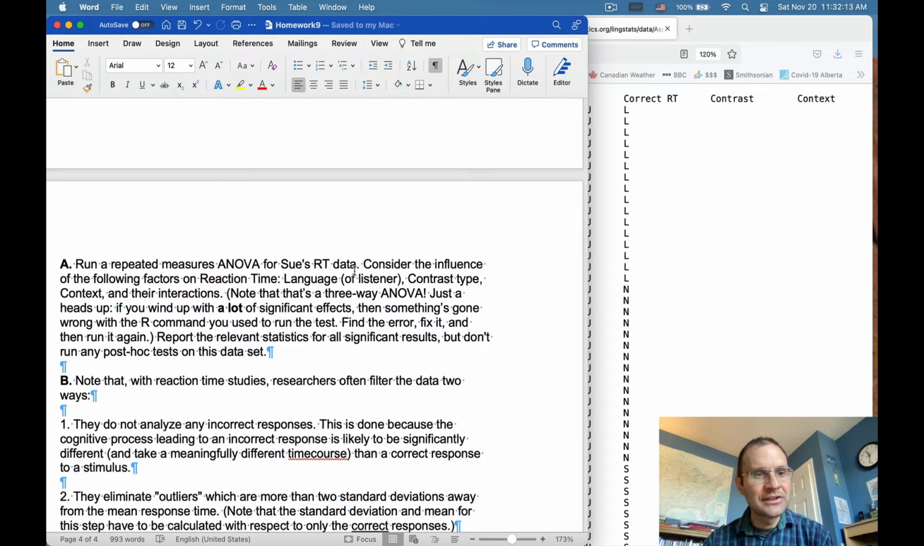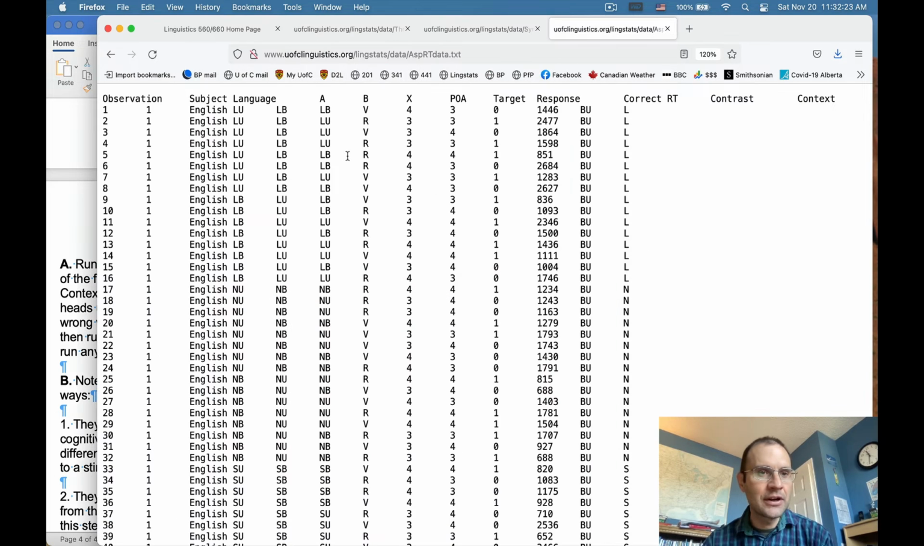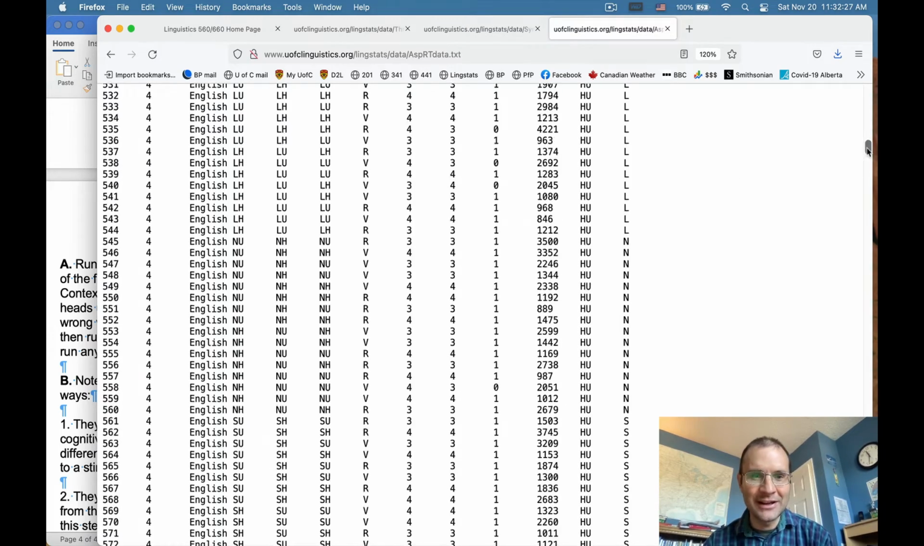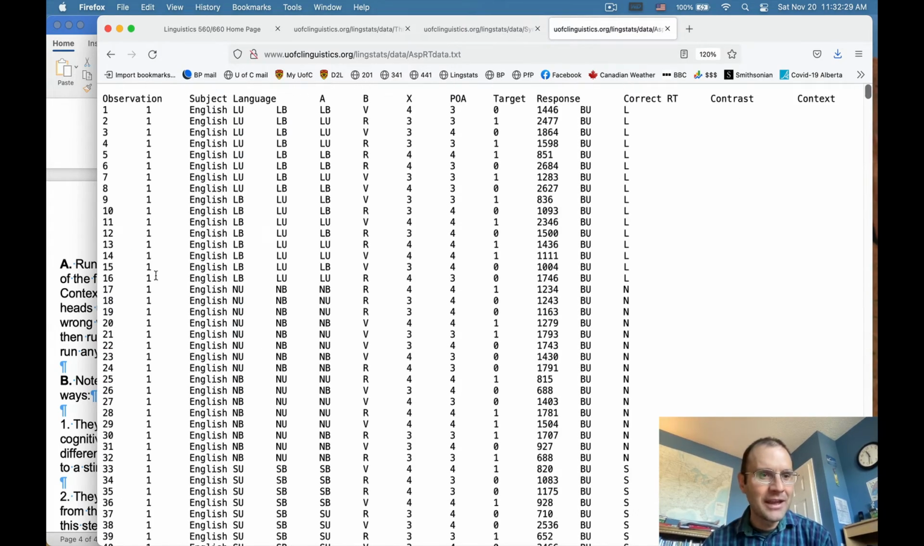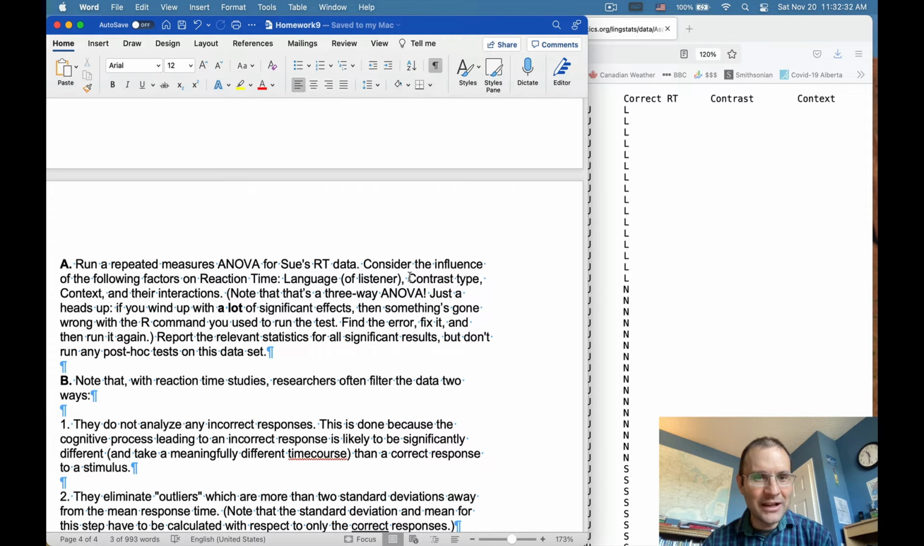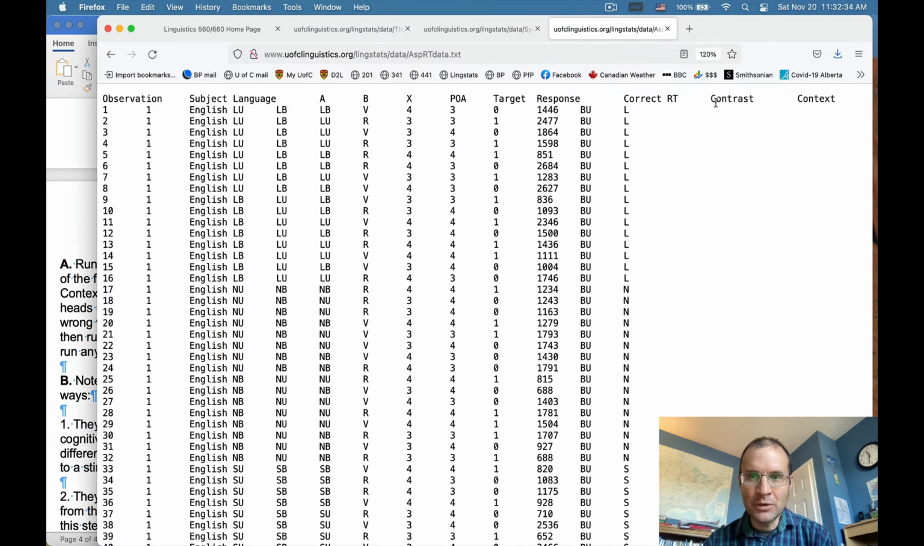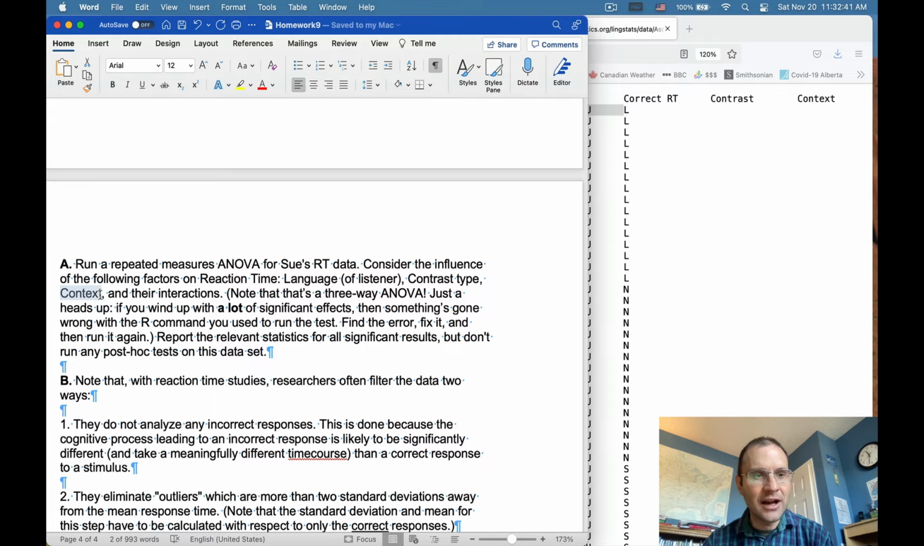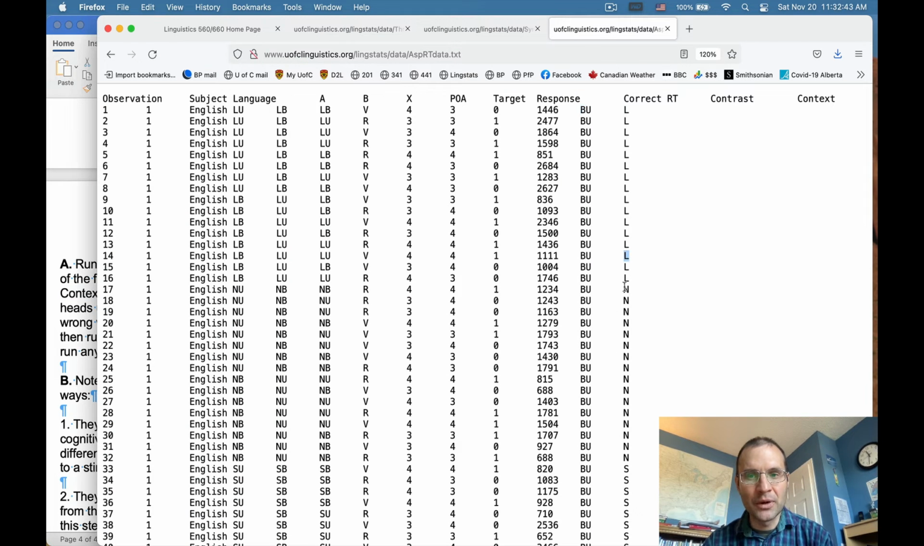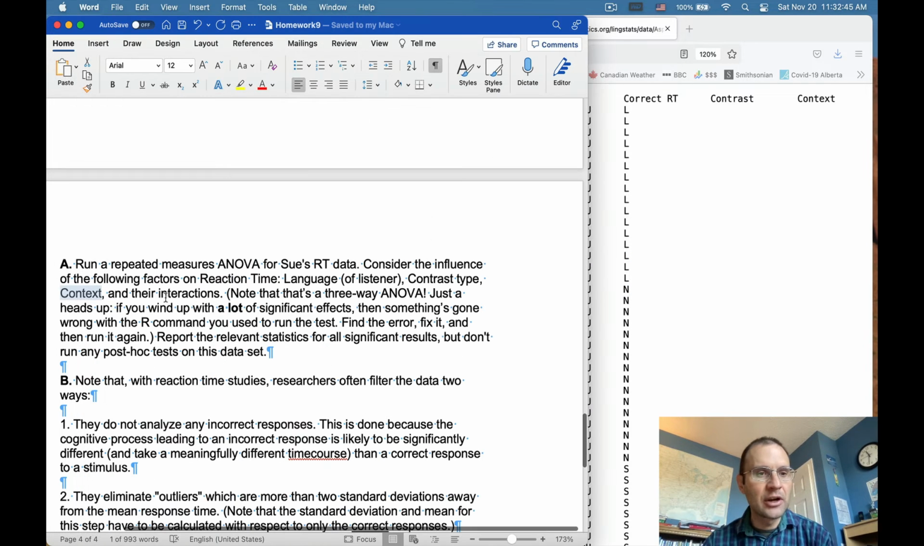And what I want you to do is consider the influence of the following factors on reaction time. So this is your dependent measure, that RT in the data frame. So look at the language of the listener, which is here. So there's English at the top of this, and there's a lot of data in here, and there's Hindi at the bottom. And then look at contrast type, which is this variable here, the BU and the HB in this field, so on and so forth. Also look at context, which is how much voicing there was in the stop itself, and then also their potential interactions.